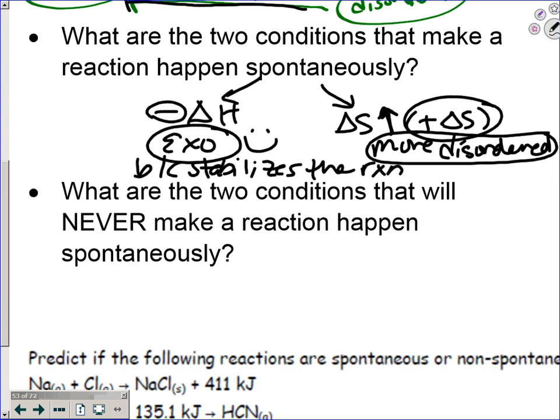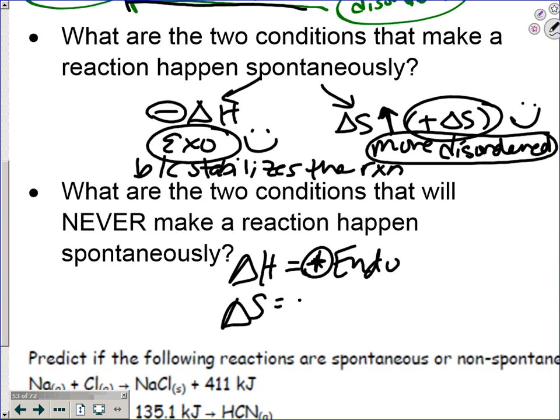All right, so vice versa, if these are the two conditions that make a reaction occur spontaneously, what are the opposites that would make a reaction never occur spontaneously? Enthalpy would be positive, meaning endothermic, and delta S would be negative. Is a positive sign or a negative sign for making it more ordered? A negative sign. Actually, I'm not going to call it more ordered. The definition of entropy is talking about disorder, so we have to use that term. So it would be less disordered. Good.